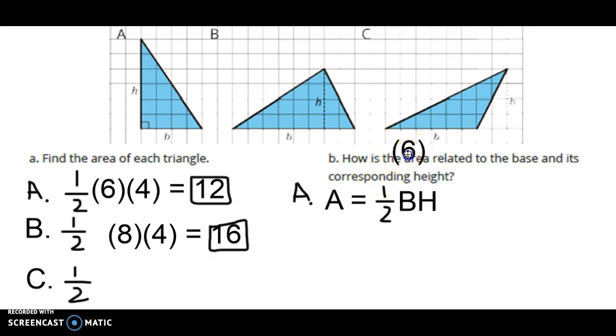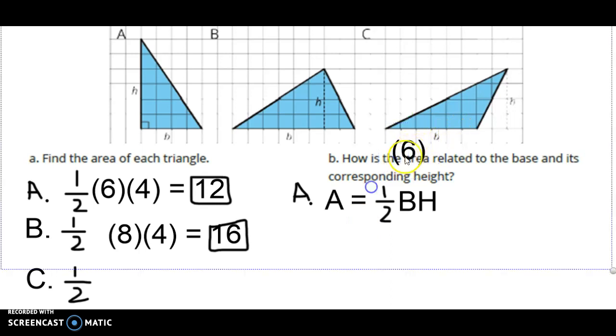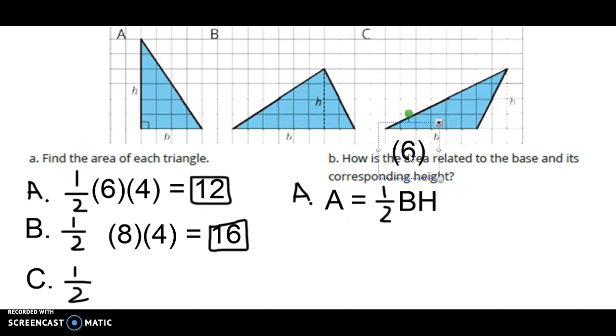So I'm going to move my 6 down here. No, it's not moving on me. So I'm having some technical difficulties here. Smartboard is freezing up on me. I'll switch back and forth for a second, see if that works.